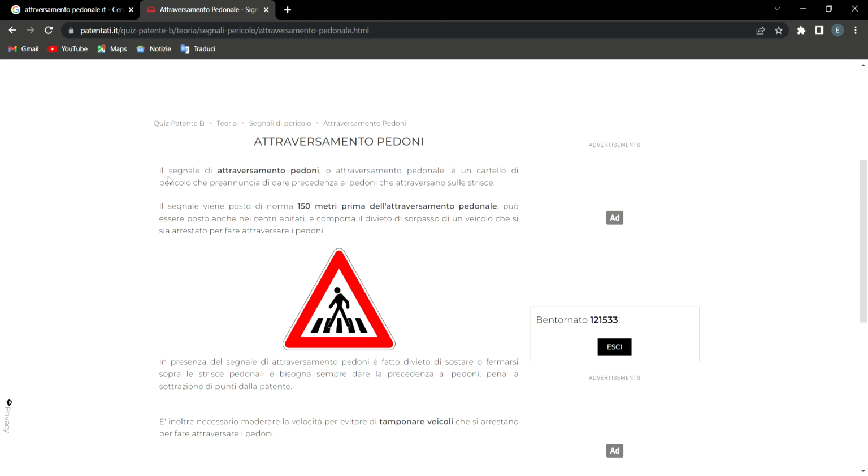The definition says, il segnale di attraversamento pedonale o attraversamento pedonale è un cartello di pericolo che pronuncia di dare precedenza a pedoni che attraversano sulla striscia. It's simply saying that this very sign of the pedestrian crossing is known as a warning sign. Whenever you come across this word pericolo, pericolo simply means warning sign. Segnale pericolo. So un cartello di pericolo, you can see it.